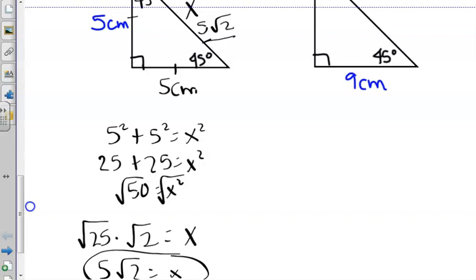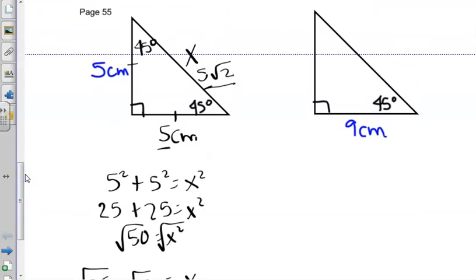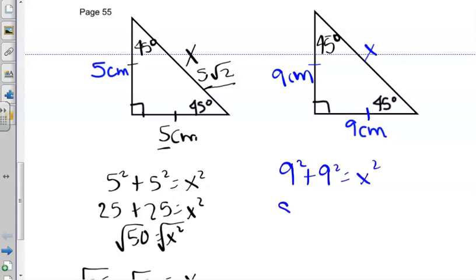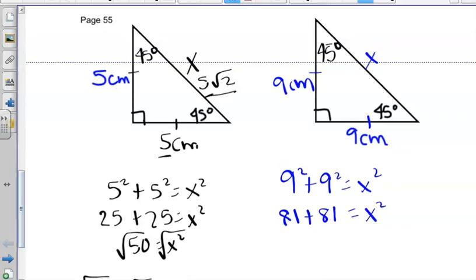Coincidence that this number in front is the same as the length of the leg? Well, we're going to have to see. So let's try that again in another example. Again, here's a 45-degree, 45-degree, 90-degree triangle. If one side length is 9 centimeters, we know this is isosceles, so this side must also be 9 centimeters. To find the length of the hypotenuse, we can use our knowledge: 9 squared plus 9 squared equals x squared. So we have 81 plus 81 equals x squared.